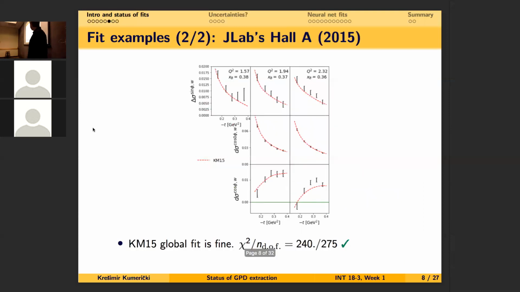And also you can go to the other opposite end of the x Bjorken span and consider JLab Hall A, which is x Bjorken 0.36, and you can see that the fits reasonably describe the data. This is, for example, the total cross-section, very precisely measured at Hall A and very nicely described. This is the cosine phi dependence. There are some slight discrepancies here, but really nothing to be worried about. So the global fit in 2015 was very nice and fine, and in some sense you could say it is possible to describe data with this model that we use.